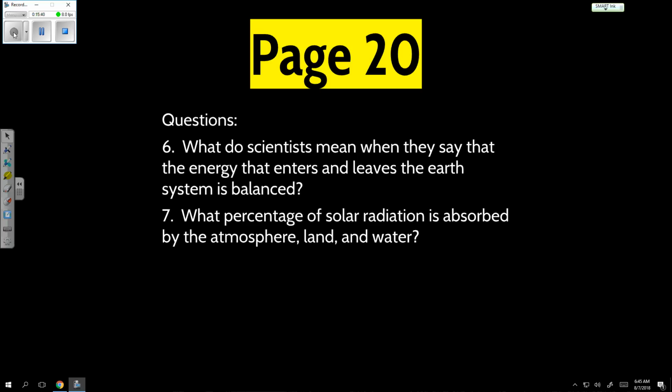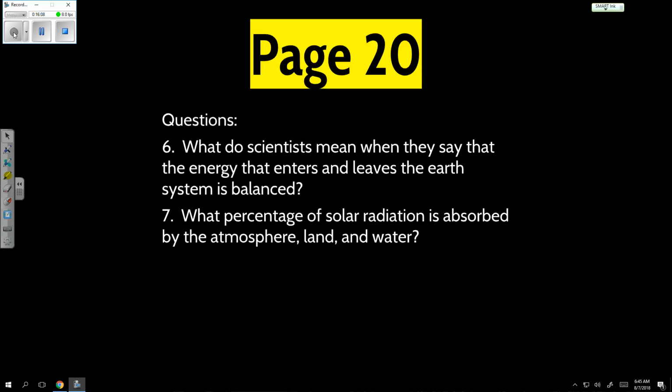Sunlight also heats Earth's atmosphere, land, and oceans. This heating produces winds and ocean currents that move matter through the Earth's system. Highlight those two sentences.